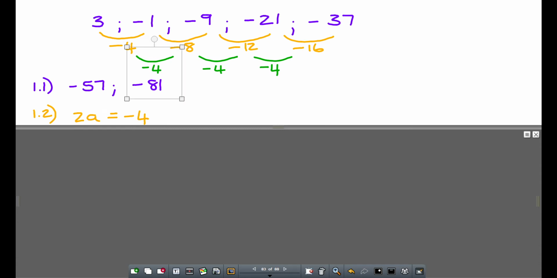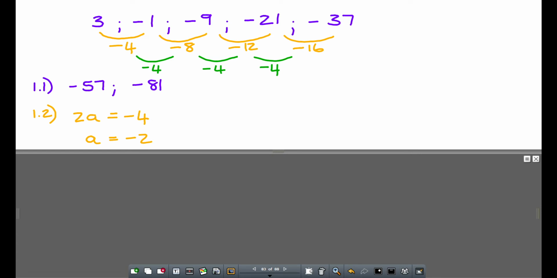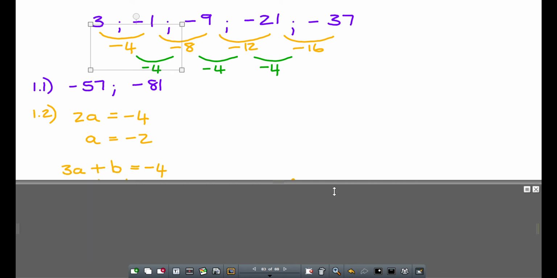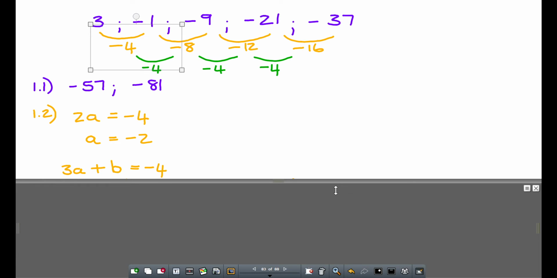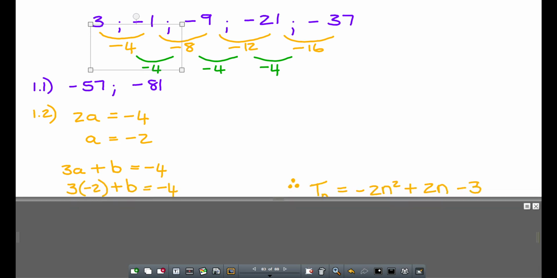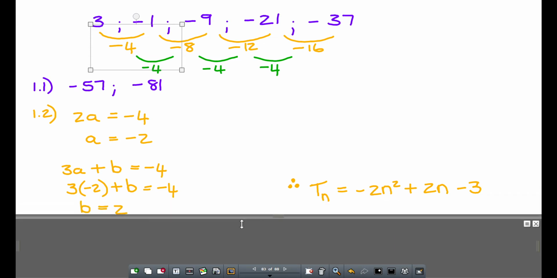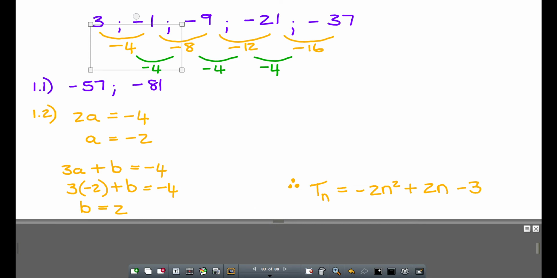Nee, so 2A is dan nou minus 4. And if I simplify that, it means that A will be minus 2. Then, the first difference, that very first one, I'm going to make that equal to 3A plus B. Okay, but we already know what A is, so let's go substitute that in. So 3 times minus 2 plus B geeft my minus 4. Okay, so if I work that out, ignoreer eers die regterkant, dan is B mos nou 2.